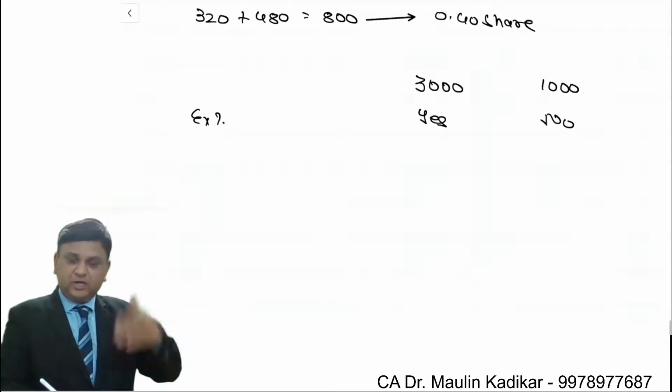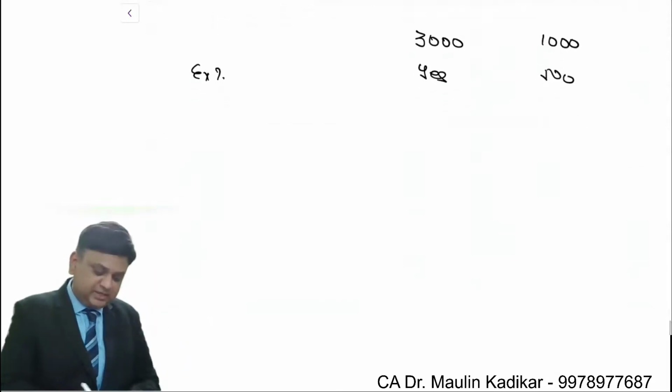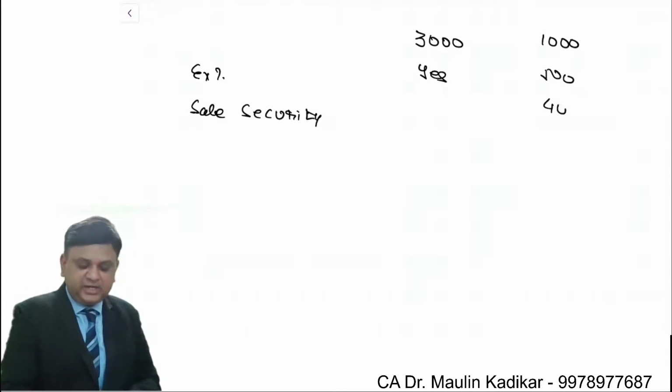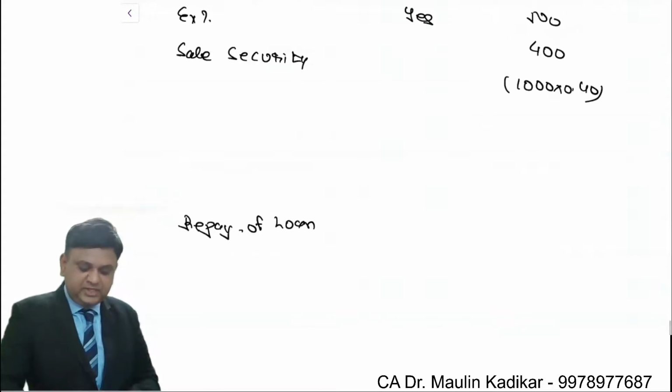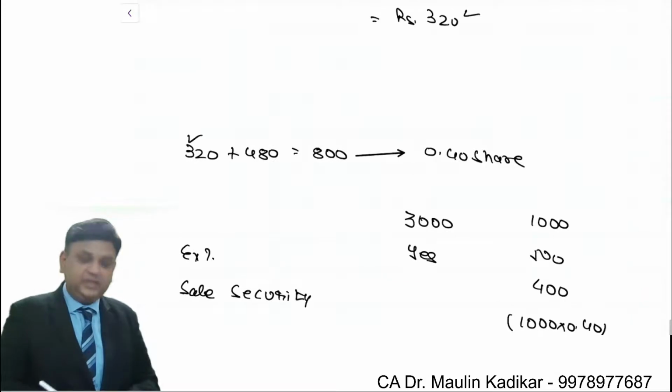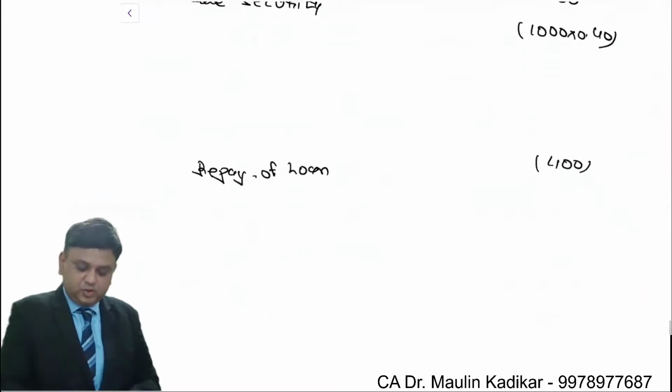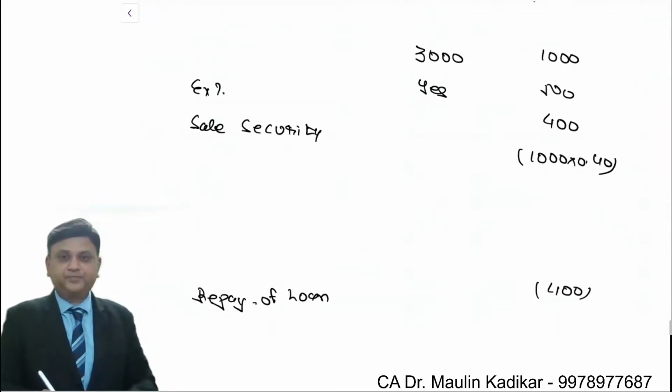Let me complete the column of 1000. If he does not exercise his right, then I sell the security. On selling the security, you will realize 400, that is 1000 into 0.4. Then you make a repayment of the loan. What is the repayment of the loan? 400, because 320 was borrowed at 25% for 1 year. So you have no profit, no loss.